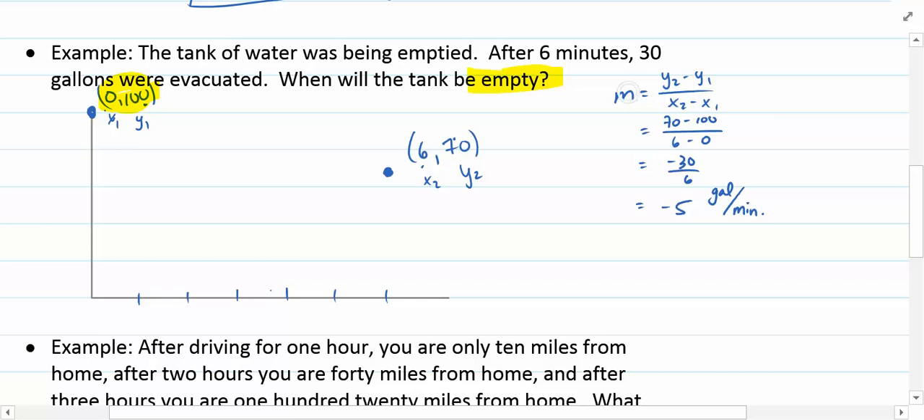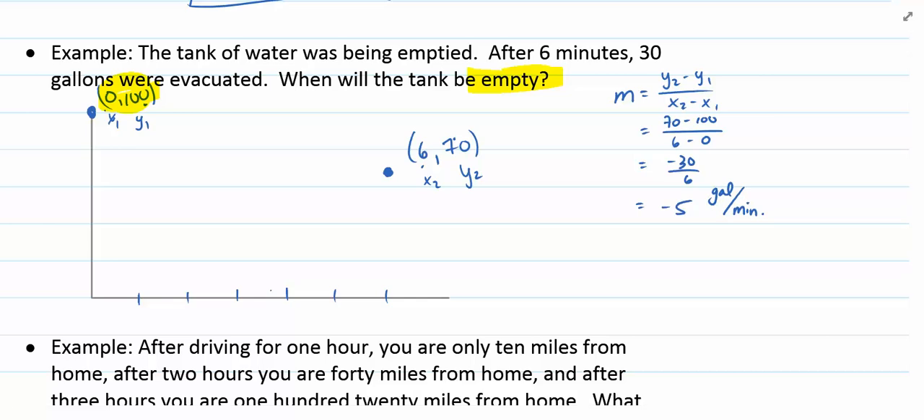So when using our slope calculation, we would subtract 70 minus 100 and 6 minus 0. 70 minus 100 is negative 30, and 6 minus 0 is 6. So when we simplify negative 30 divided by 6, we're left with negative 5. And our units of measure here have to be gallons per minute because we're reducing by 5 gallons each minute.